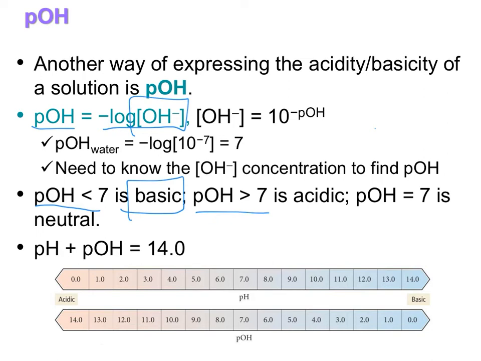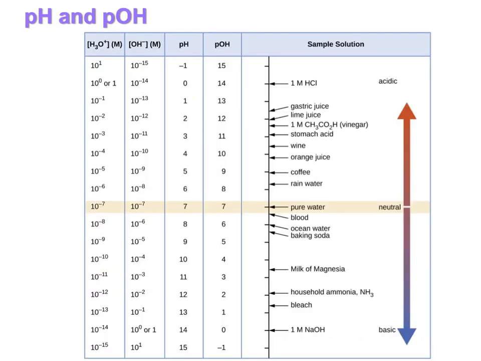If you want to add up the pH and the pOH of a solution, it should add up to 14. So if you calculate that the pH of a solution is 6 and you calculate the pOH of it, it's going to be 8. They're going to add up to 14. And then this chart, I really like it because it shows you the pH versus the pOH, and then it shows you the concentrations, and it also gives you some examples.